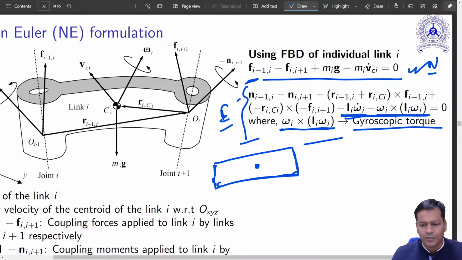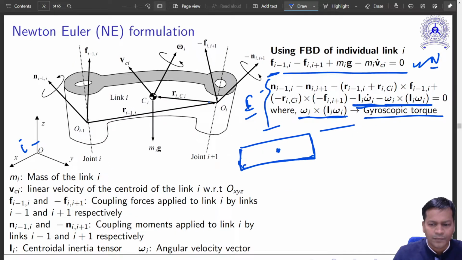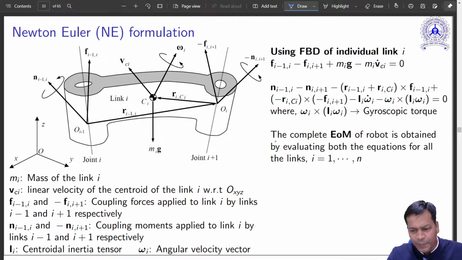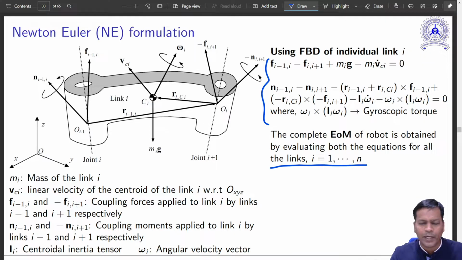Okay, so now we'll move ahead. The complete equation of motion of the robot is obtained by evaluating both these equations for all the links, that is i equal to 1 to n. So n into 6 equations. So this is 6n equations you will see.